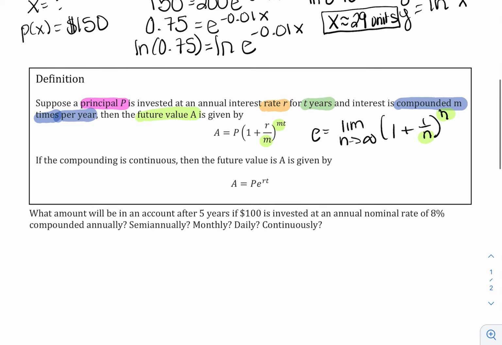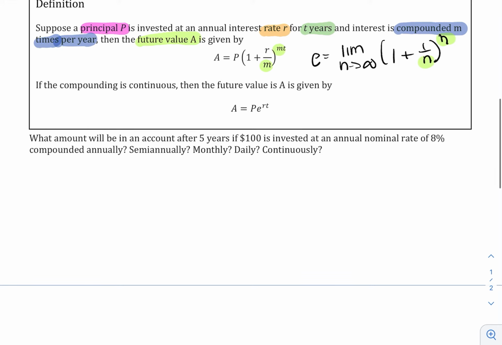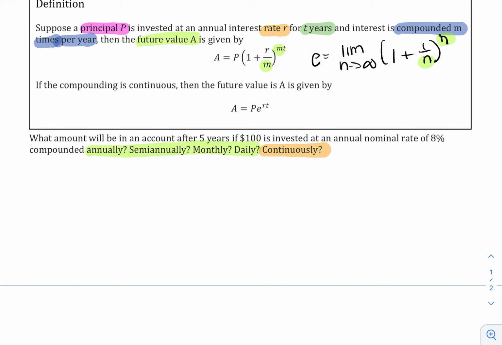Let's apply it. And if maybe you're confused about what the compounding part means, this application will probably help you. So what amount will be in an account after 5 years if $100 is invested at an annual nominal rate of 8%, compounded, and it's asking me 5 different ways: compounded annually, semi-annually, monthly, daily, continuously. So for these 4 here, I have to use the first formula. And for this one, I have to use the second formula. So continuously gets its own formula.